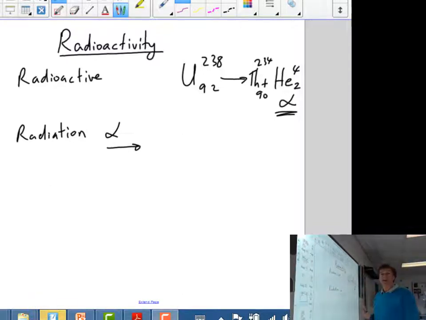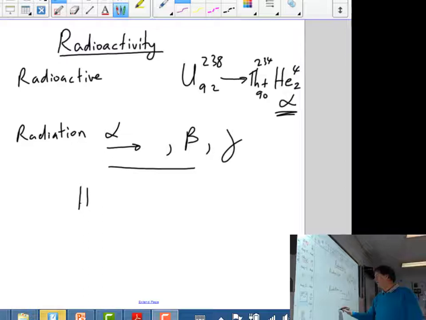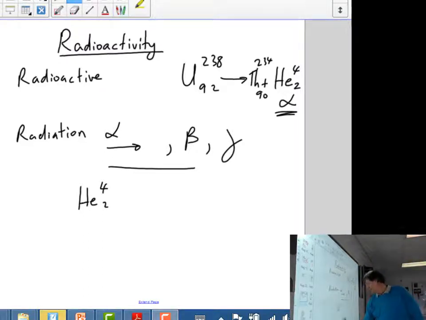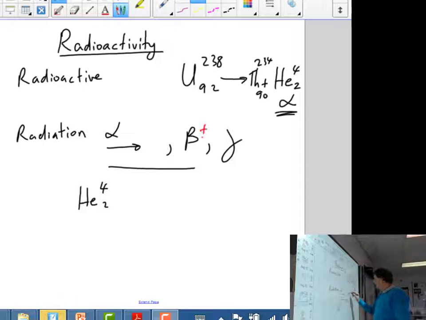Now there are three key types of radiation. You've got alpha, you've got beta, and you've got gamma. Alphabet comes from the Greek alpha beta. So they're the three key types. Alpha is a helium nucleus, He-4-2. There's two types of beta. You can get beta plus and you get beta minus.